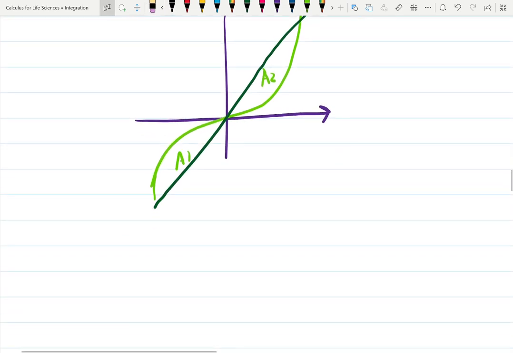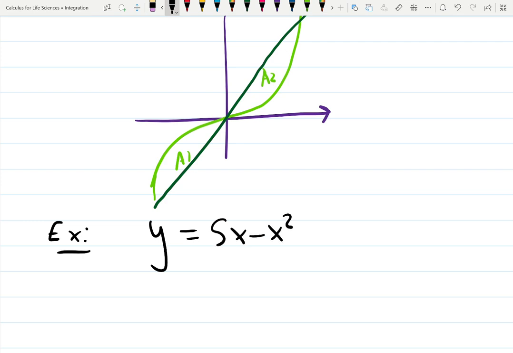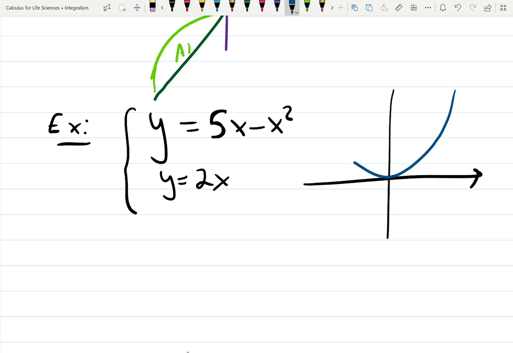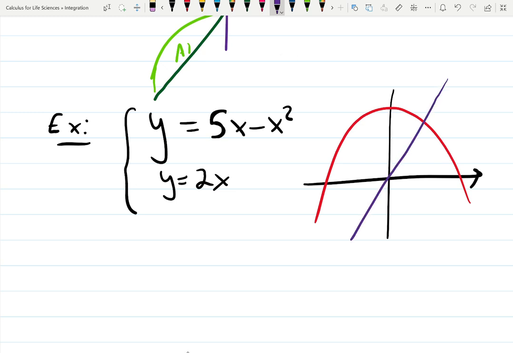So let's do the same example we had before, but type 2. That's what I wanted to show. The same example we had before, which was y equals 5x minus x squared, and then y equals 2x. But we want to check if we can do it case 2. When we sketch the graph, again, you don't have to be precise, but you do see that this is a parabola concave up, parabola concave down, sorry, my brain. And then the line y equals x.